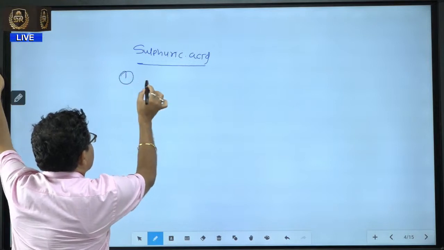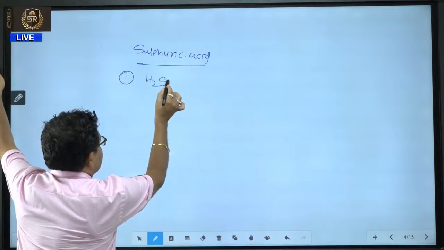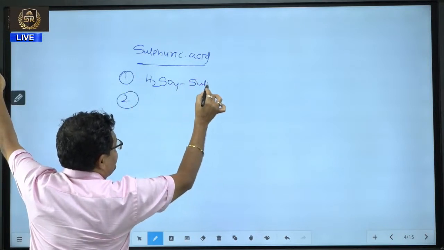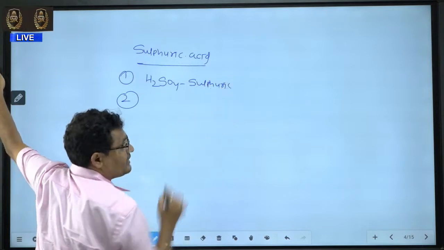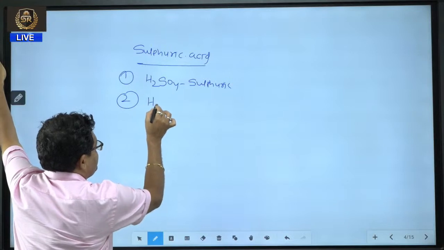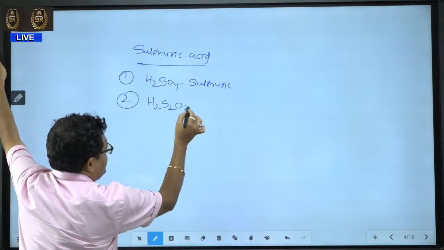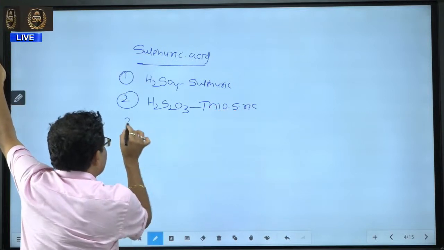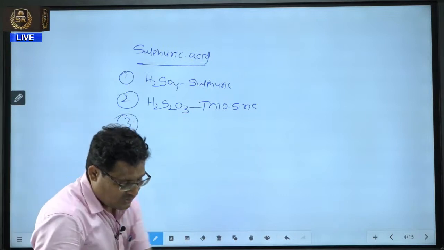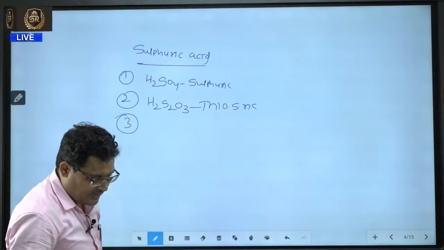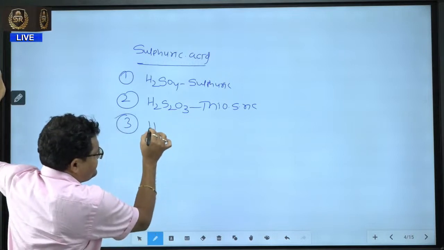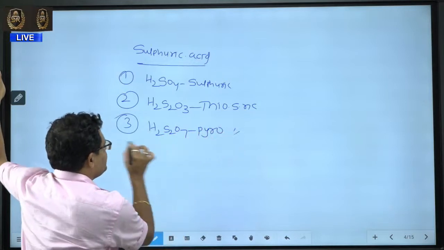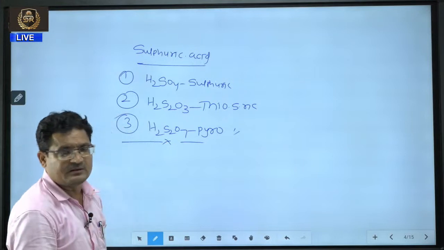First one is sulfuric, its formula is H2SO4. Second one is thiosulfuric, H2S2O3. And third one is pyrosulfuric. That pyrosulfuric formula is H2S2O7. Now let us discuss one by one.